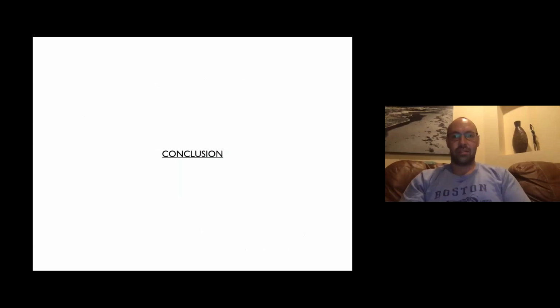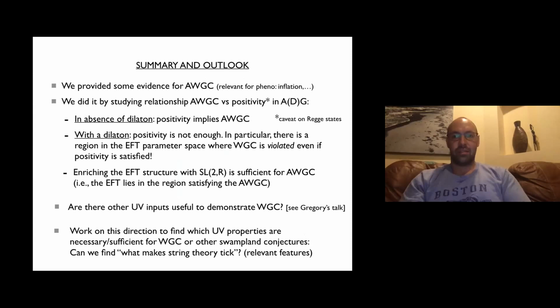Concluding, this is a summary and an outlook. We provided some evidence for the axionic version of the weak gravity conjecture, which is really relevant for phenomenological model building, in particular inflation. And how did we do it? We did it by studying the relationship of the axionic weak gravity conjecture against positivity in the axion-dilaton-gravity system, with a specific caveat on these Regge states. And we found that in the absence of the dilaton, positivity is enough to imply the axionic version of the weak gravity conjecture.